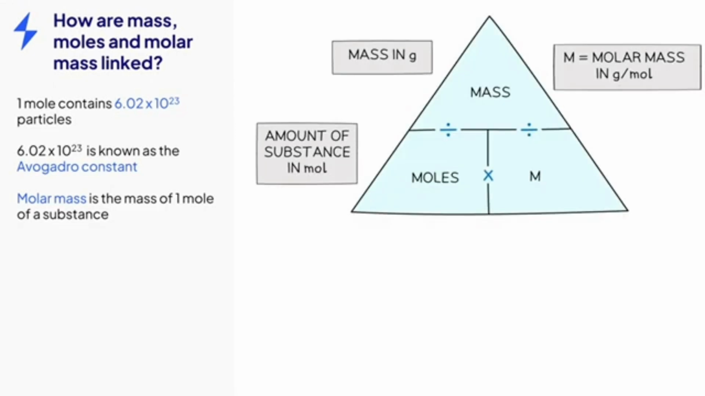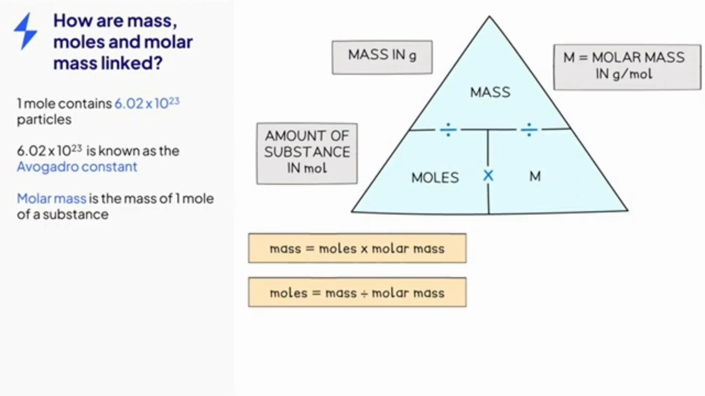You need to be able to calculate the number of moles of a substance in a given mass and vice versa. So you need to understand the relationship between mass, moles, and molar mass, which is shown in this equation triangle. From this triangle, we can see that the mass of the substance is equal to the amount of substance in moles multiplied by its molar mass in grams per mole. Using this triangle, we can also obtain these two further equations linking these quantities.